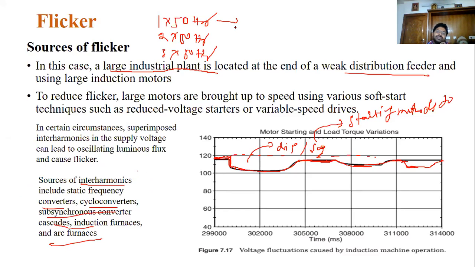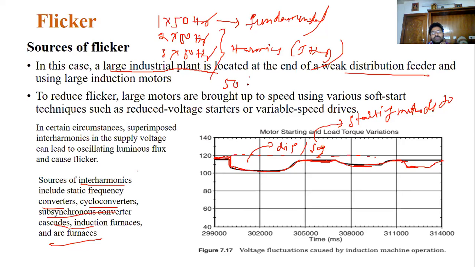So 1 times 50 hertz is the fundamental, so we can treat it as normal. Other than this, any frequency variation or harmonics we can calculate using the total harmonic distortion. What are interharmonics? Frequencies in between 50 and 100, or between 100 and 150 hertz, we call interharmonics. This will also lead to some damage in the system.